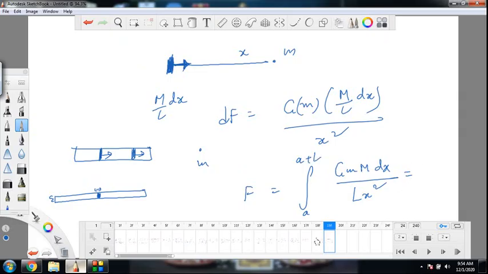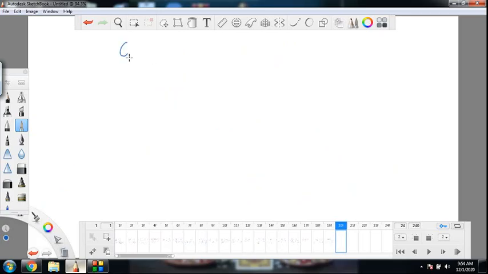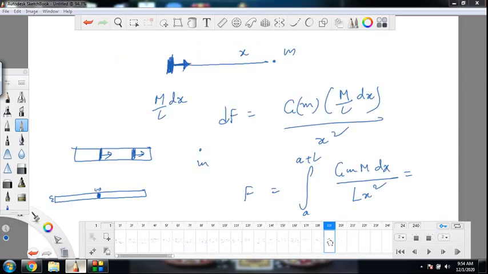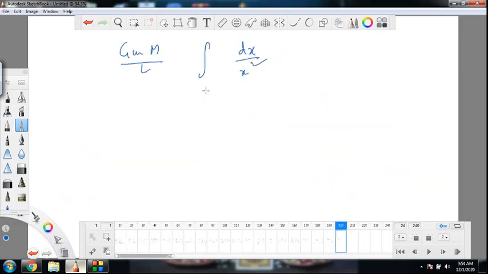So when I do it, G m M by L is a constant. You are left with dx by x square. This integral you have to perform, this integration or addition from a to a plus L. So this comes out to be G m M by L into the integral of 1 by x square, which is minus 1 by x. Keep minus outside. 1 by x, limits from a to a plus L.